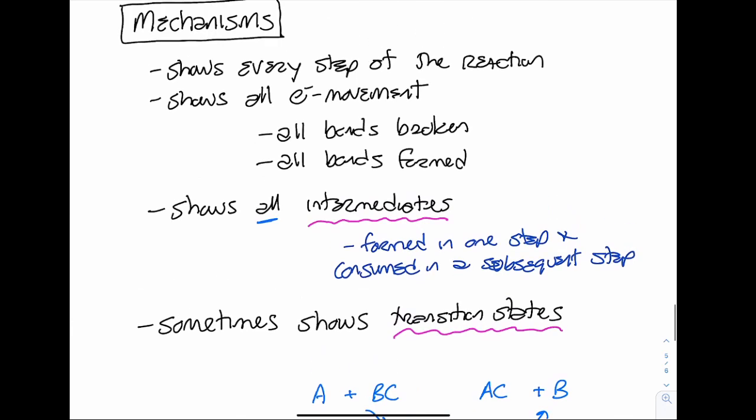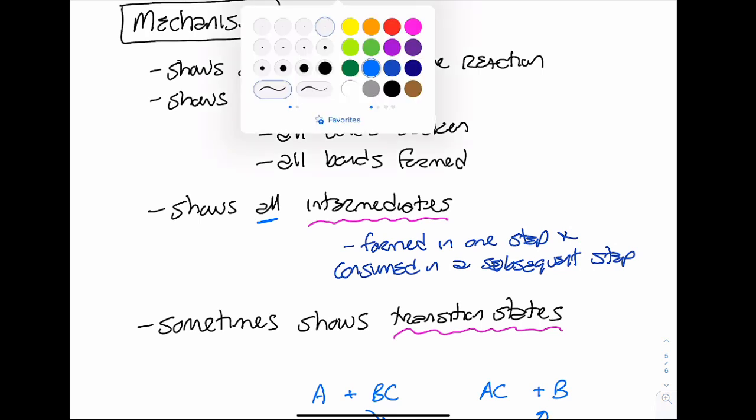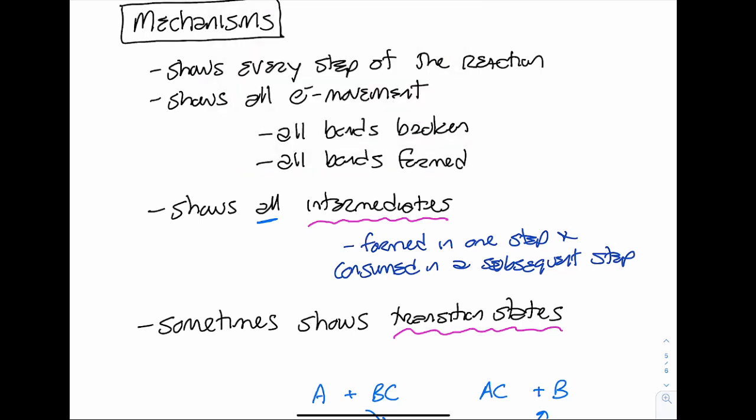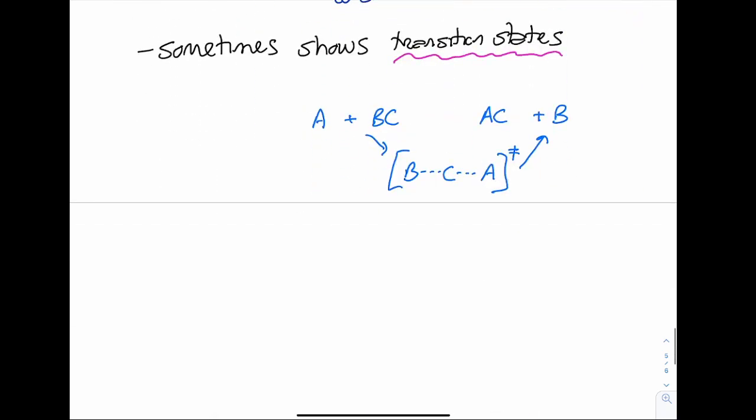So every step of the reaction gets shown, all electron movement, every bond that we're breaking, every bond that we're forming, all of our intermediates. An intermediate is something that we're going to form in one step and then consume in a subsequent step. And then sometimes we're going to show our transition states. We'll just do a quick example of a mechanism. Like I said, we've seen a few of these when we've been identifying nucleophiles and electrophiles. All those arrows we've been drawing are showing that electron movement. So I'm going to do an addition reaction.